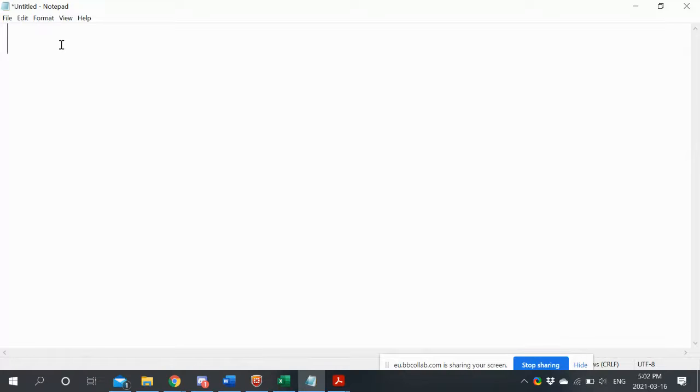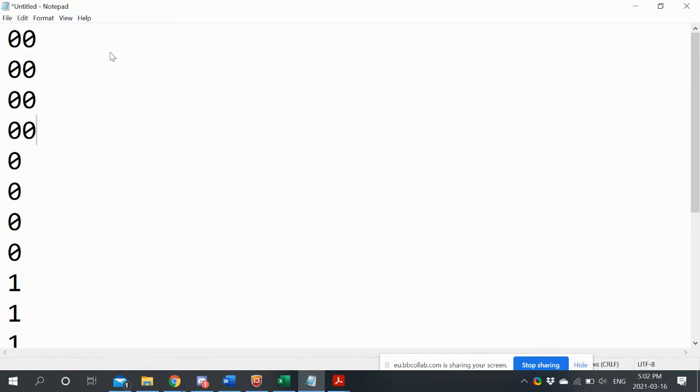The way you do it is you simply write out a sequence of 8 zeros, followed by 8 ones. Actually, I hope I didn't miscount. Then you follow that up with a sequence of 4 zeros, followed by 4 ones, followed by 4 zeros, followed by 4 ones. Oh, that's good.